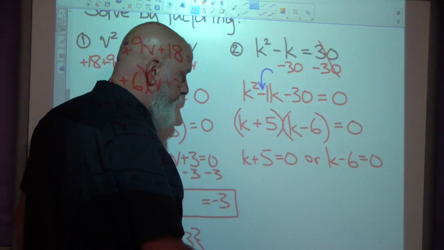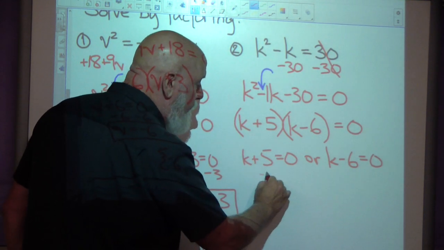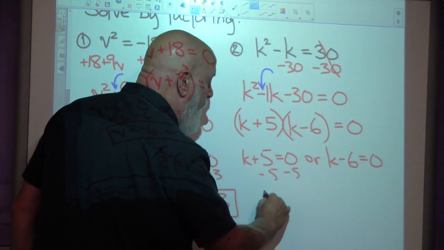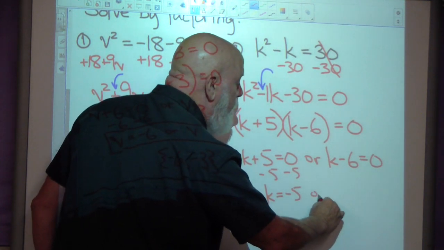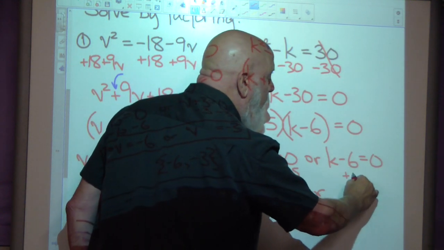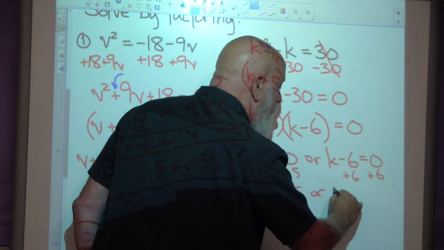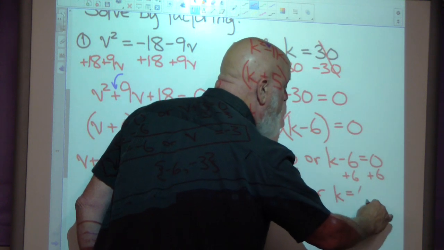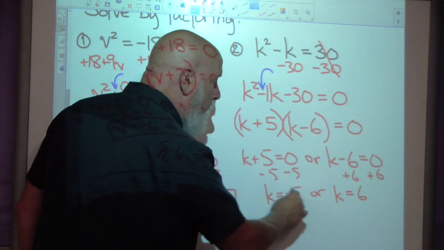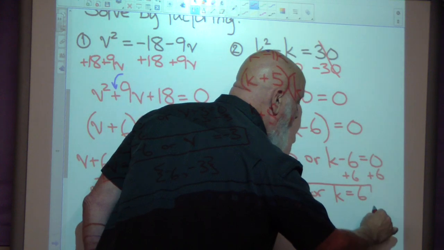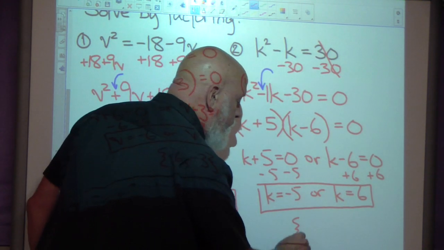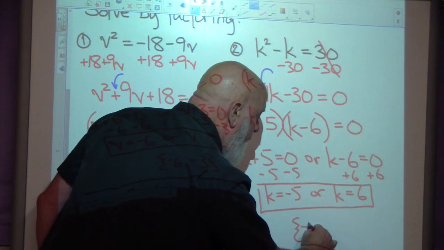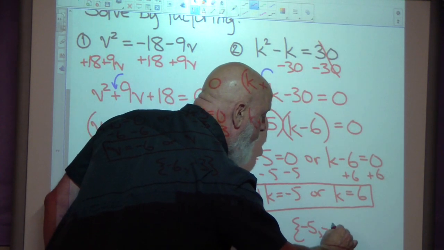Now I solve both of them. In this case, I'll subtract 5 from both sides and get k is equal to negative 5. Or I add 6 to both sides. K is equal to positive 6. And those are my two solutions. We could leave it like this, or oftentimes you'll see it written in set notation. The set whose members are negative 5, negative 6.